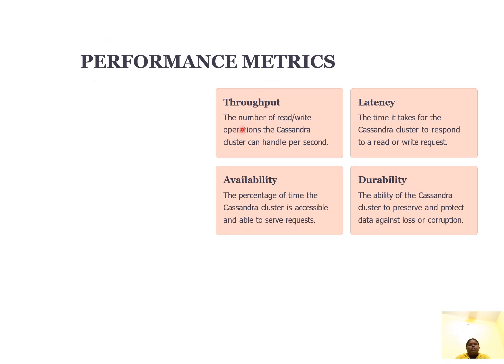Metrics: throughput, latency, availability, durability. Now we'll discuss throughput. The number of read or write operations the Cassandra cluster can handle per second. Latency, the time it takes for the Cassandra cluster to respond to a read or write request. Availability, the percentage of the time the Cassandra cluster is accessible and able to service requests. Durability, the ability of the Cassandra cluster to preserve and protect data against loss or corruption.